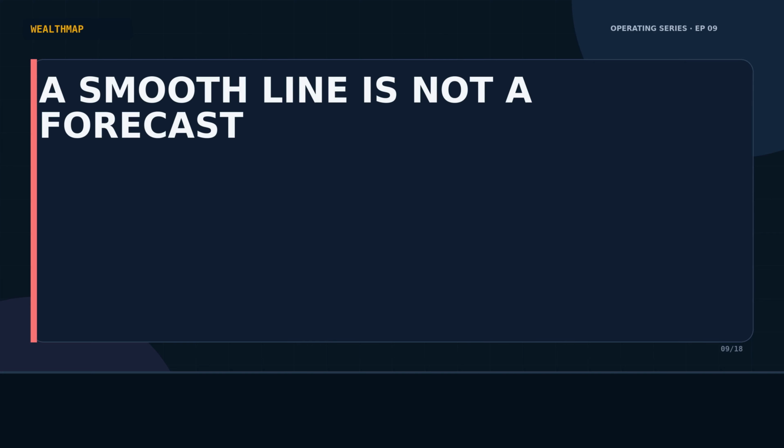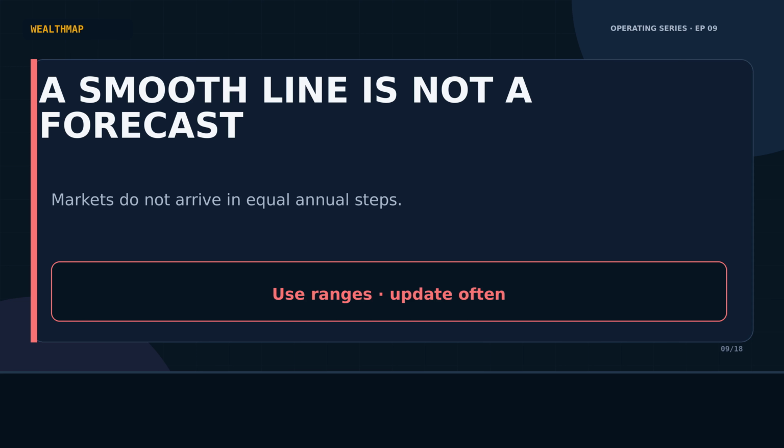This is the metric is lying moment. A smooth line hides volatility, taxes, fees, and the order of returns. Use a range, label it as an illustration, and update the inputs. Do not turn a clean chart into a promise.